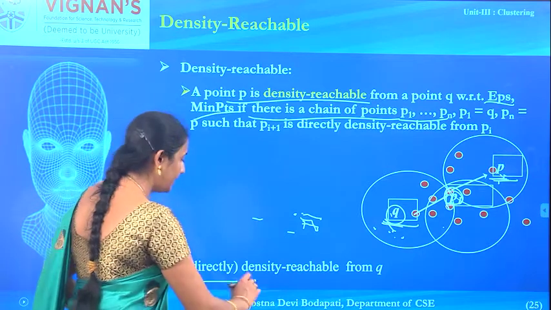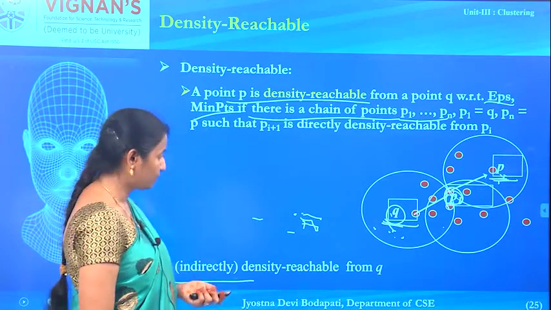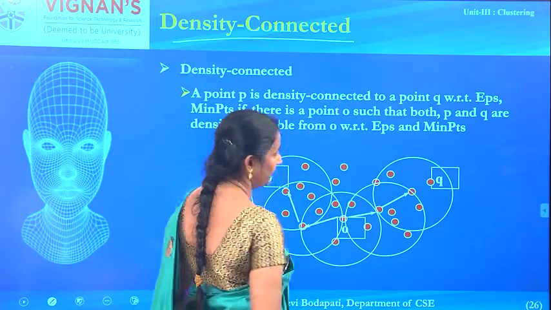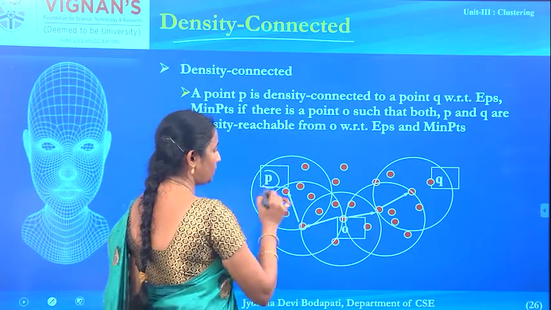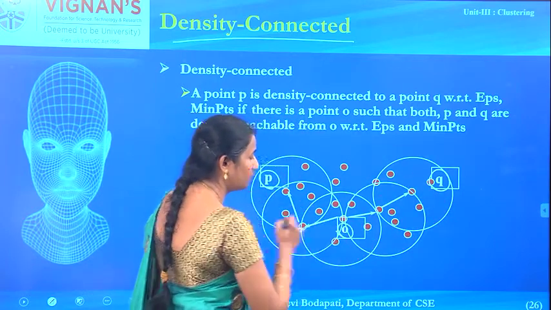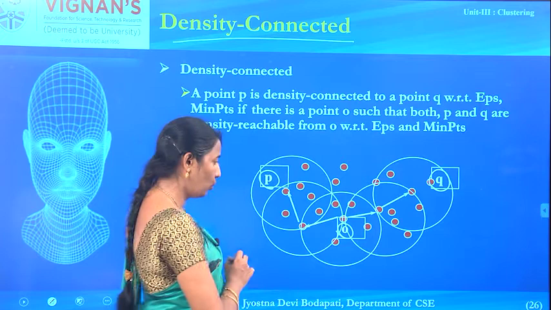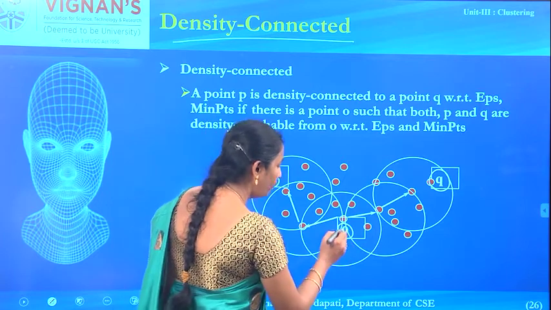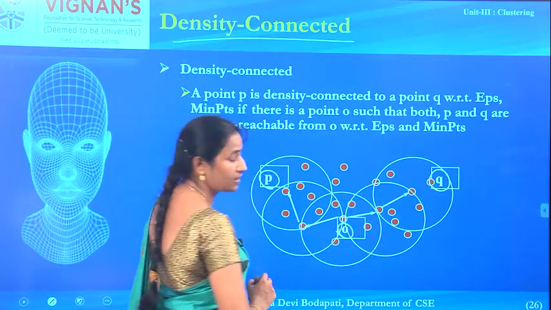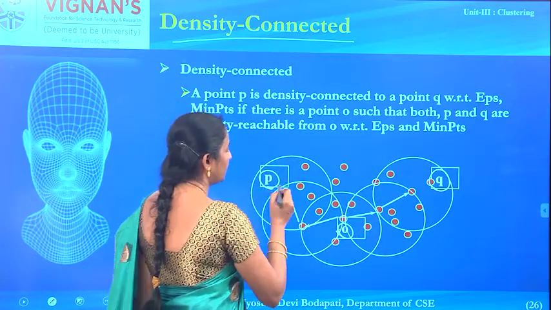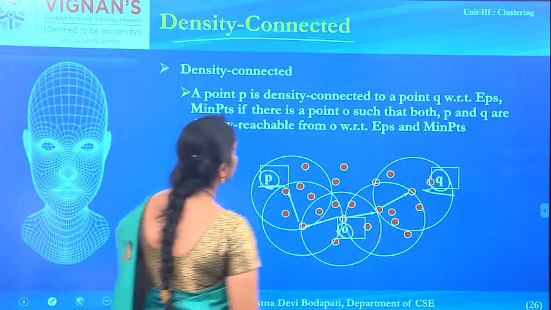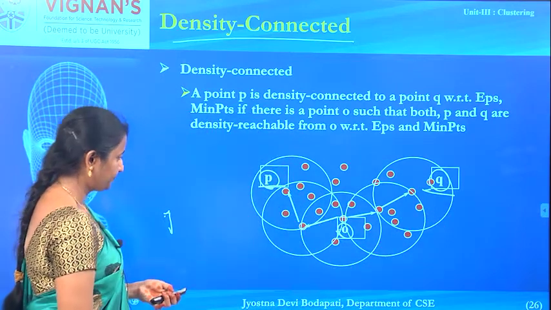You can even call it indirectly density reachable also. And now let's define one more term, density connected. Two objects P and Q are density connected if there exists one more object O, where from O, P is density reachable and from O, Q is also density reachable. In that case you can say P and Q are two different objects which are density connected.